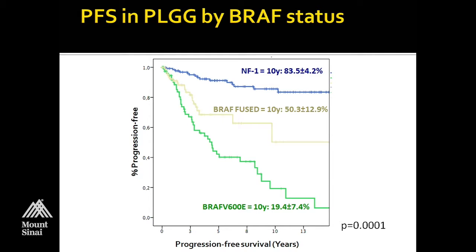If we look at this versus survival, so this is progression-free survival, and I'm comparing it with our NF1 patients here, who generally have indolent disease, as Charles had said. So if you have NF1 with a low-grade glioma, 10-year progression-free survival was 83% in our cohort. If you had a BRAF fusion, 10-year progression-free survival was about 50%. And if you had the V600E mutation, 10-year progression-free survival was only about 20%.